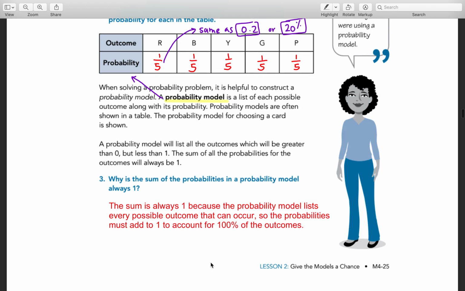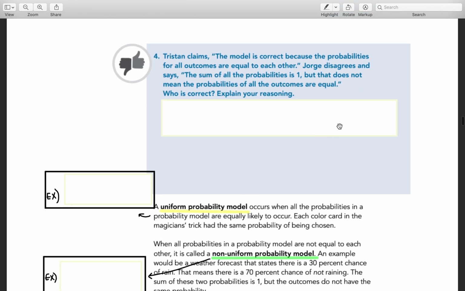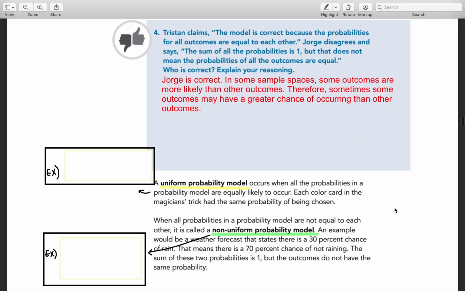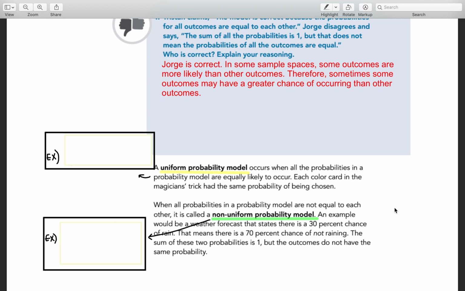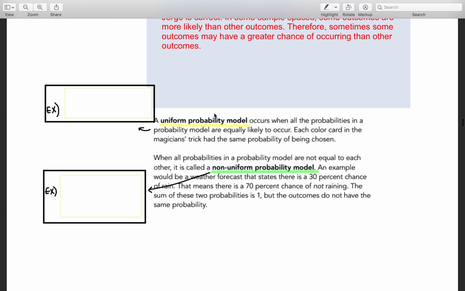And let's move on to page 26. All right, so let's go over these terms real quick. A uniform probability model occurs when all the outcomes in a probability model are equally likely to occur. Each color card in the magician's trick had the same probability of being chosen. Remember we got 1 over 5 for all of them, right? So that means we can say this was equally likely. That was the example.